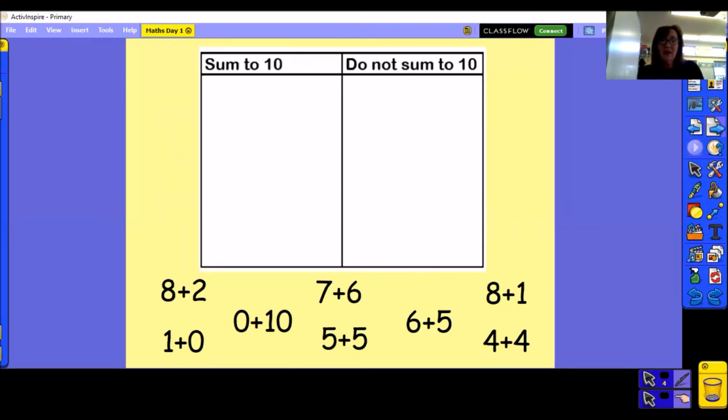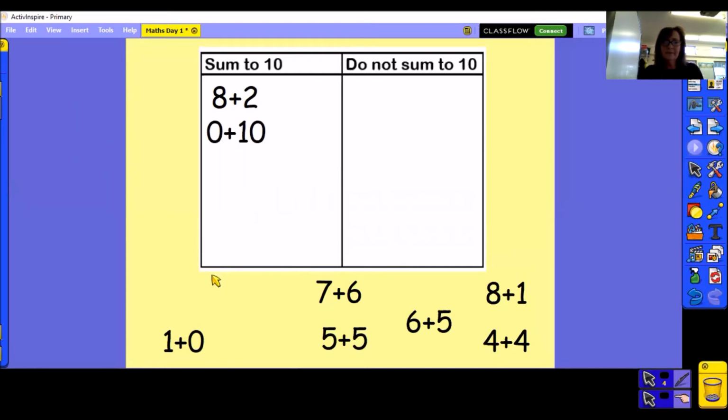Now, we've got numbers that sum to 10 and numbers that don't sum to 10. So let's sort them out. Let's have a look over here. We've got 8 add 2. Yep, 8 add 2 is 10. 0 add 10. Well, if we know that 0 add 10 is 10, so we now know that 1 add 0 does not sum to 10.